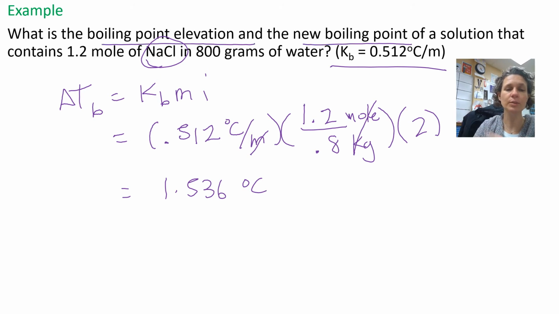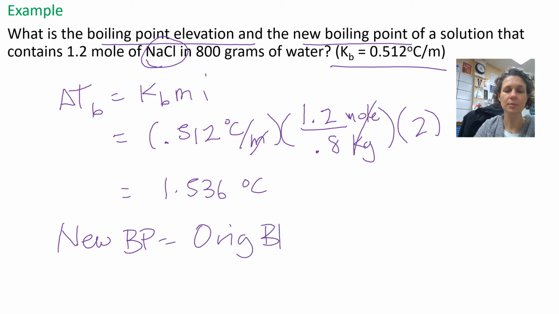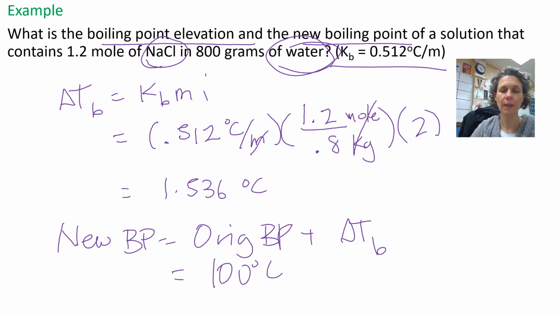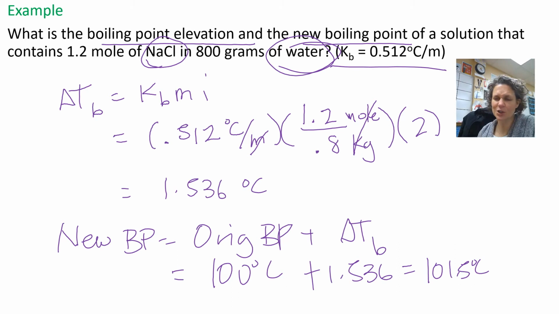Then to find the new boiling point, so new BP, that is where we take the original BP plus our delta TB that we just calculated. So if we're talking about water, then we have 100 degrees for the original for pure water plus 1.536. So when I add that much salt to that much water, I would change the boiling point of that water by about 1.5 degrees. Okay, so not super duper drastic, but it may be enough to change things.